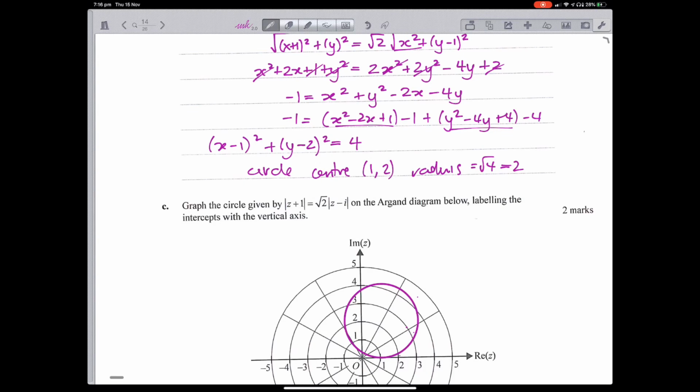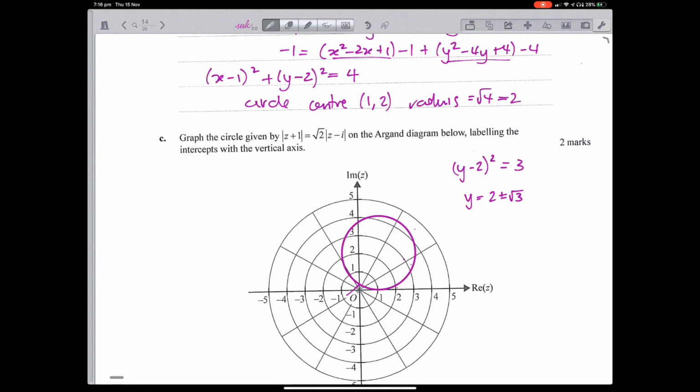Alright, so labeling the intercepts with the vertical axis. If we let x equal 0, we get (y minus 2) squared is equal to 3, because when I bring that 1 to the other side, I get 3. So y equals 2 plus or minus root 3. So that's going to be (0, 2 minus root 3), and then (0, 2 plus root 3), and labeling the vertical axis.